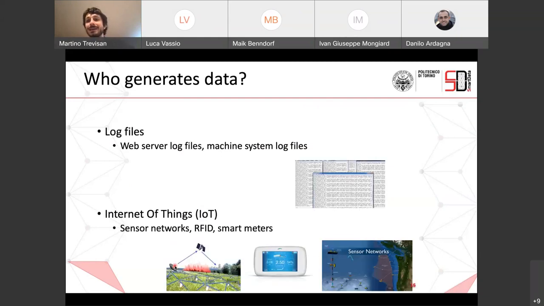Where do data actually live? They live on web servers. They come from servers, they come from computers, IT systems, but also from networks of sensors.